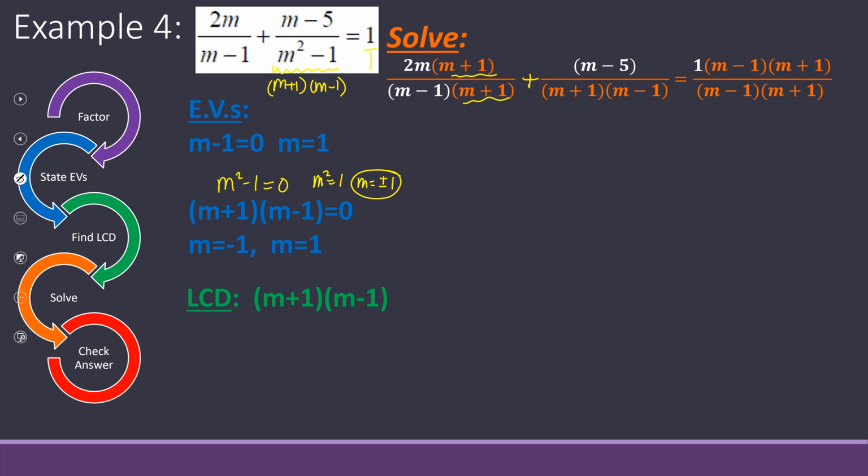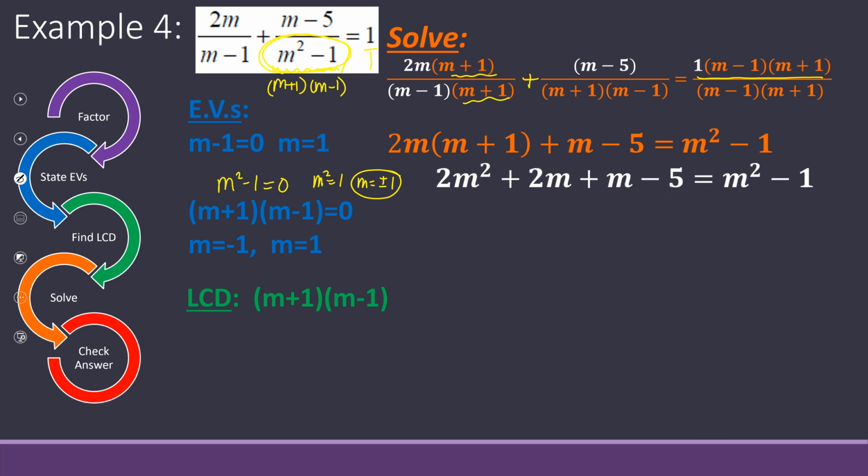Okay, so let's process through. 2m multiplied by m plus 1 is going to give us a 2m squared plus 2m plus m minus 5. And then when we multiply this back stuff over here, 1 multiplied by m minus 1, m plus 1, guys, that is this denominator over here that we already had. It's m squared minus 1. We saved ourselves a bunch of work. So now we have 2m squared plus 2m plus m minus 5 equals m squared minus 1.